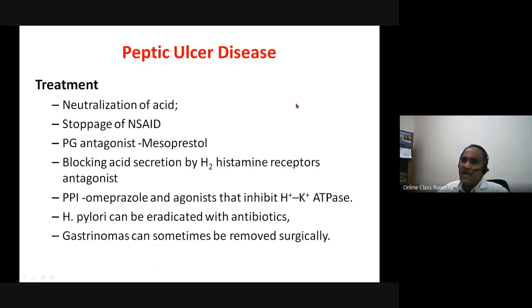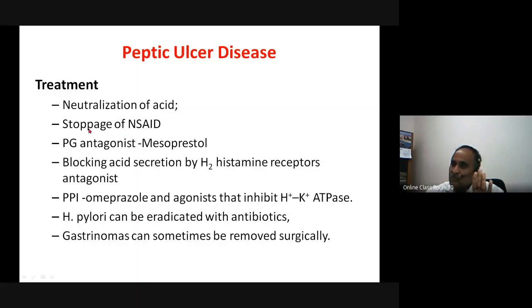So then, what is the treatment for peptic ulcer disease? Because this is one we come across very often. The treatment is neutralization of acid. Usually antacids, or drugs used to neutralize acid, such as bicarbonate. There are several groups of antacids; I'm not going into the detail. They try to neutralize the acid component.